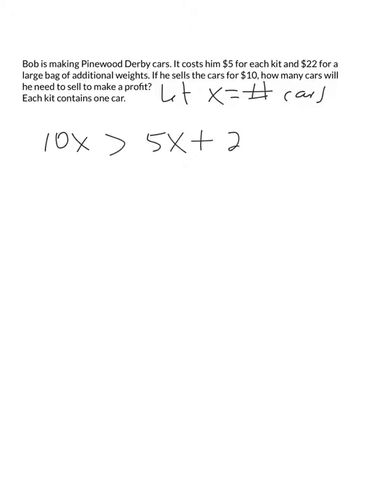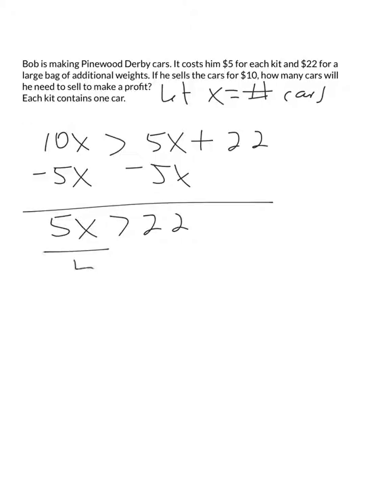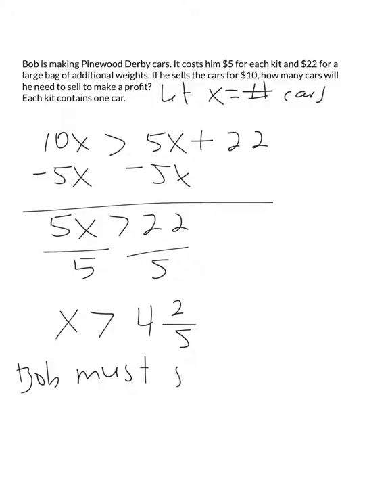So we'll set this up with the profit on this side. So we have 10x. Let x equal number of cars. So 10x is greater than 5x plus $22. So you're going to subtract 5x. So you have 5x is greater than 22. And divide by 5, and x is greater than 4 2/5, or 4.4. So Bob must sell at least 5 cars.